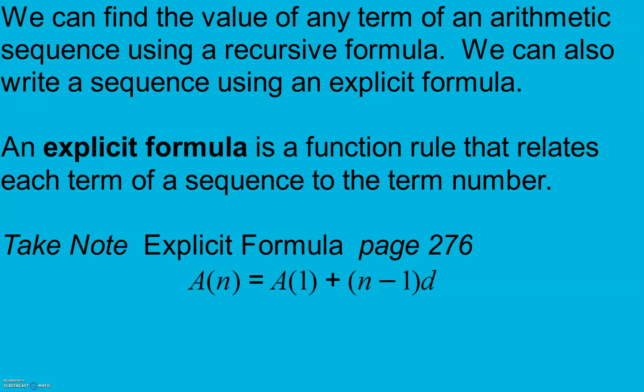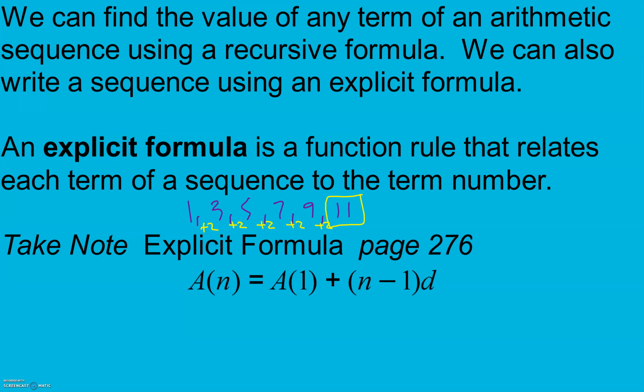It's a of n equals a of 1 plus n minus 1 times d. Think about the sequence here, 1, 3, 5, 7, 9, 11. Let's say we wanted to know the 6th term. Here we know it's 11. If we were looking at this, to go from 1 to 3, we add 2. Then we add 2. Then we add 2. Then we add 2. Then we add 2.